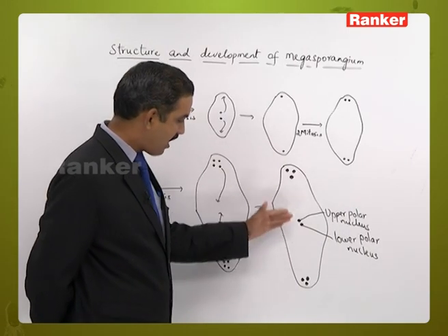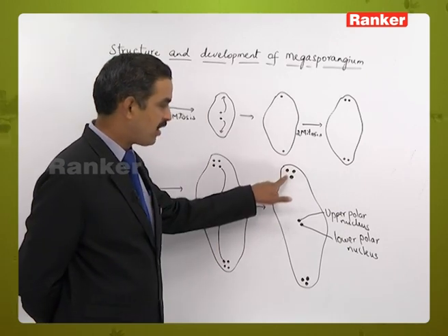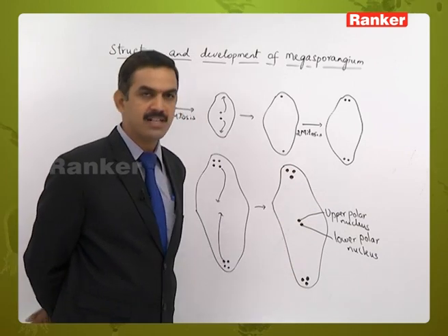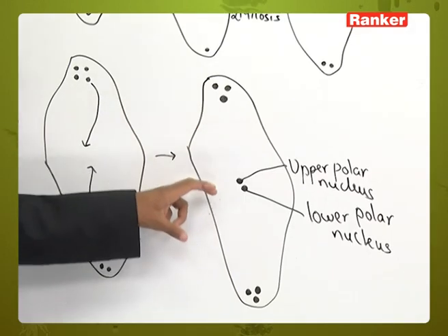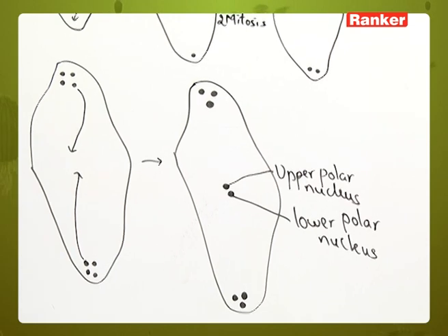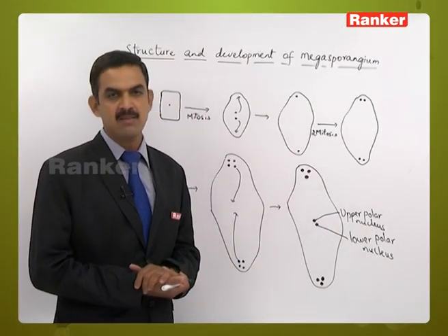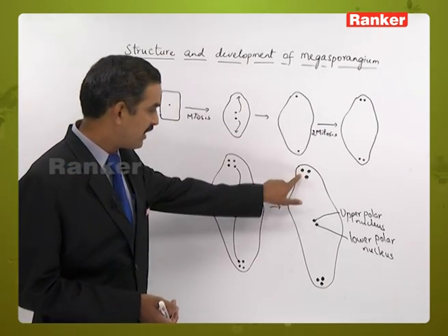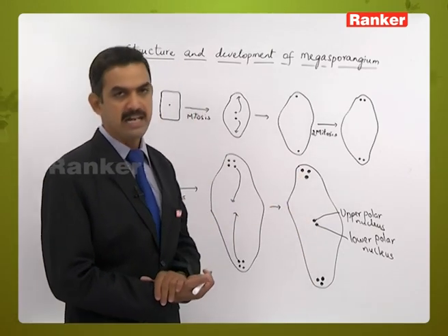Now if you observe the nuclear arrangement here, we can see 3 nuclei on the micropylar end, 2 nuclei in the center and 3 nuclei towards the chalazal end. So this is considered to be the structure which is converted into an embryo sac, where we can see a total of 8 nuclei arranged in a 3 plus 2 plus 3 pattern. That is 3 on the micropylar end, 2 in the center and 3 nuclei at the chalazal end.